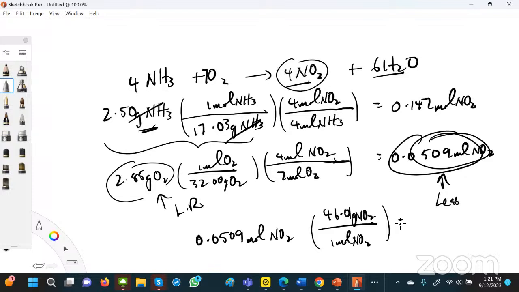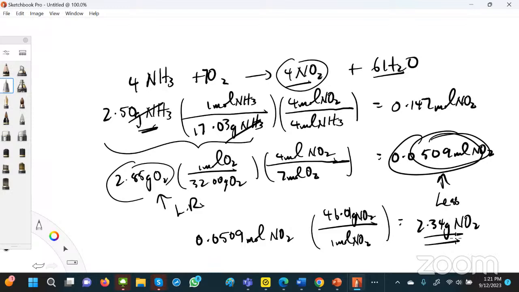So 0.0509 divided by 46.01. Hold on, let me do this again. 0.0509 multiplied by 46.01. Okay, so according to my calculations, I got 2.34 grams of NO2. So that answers the second part, all right?